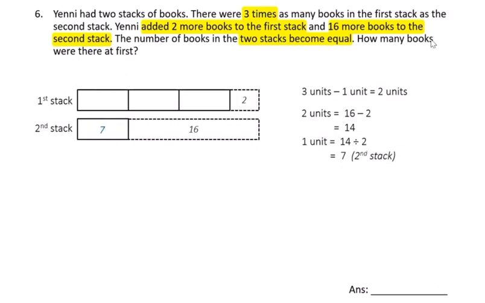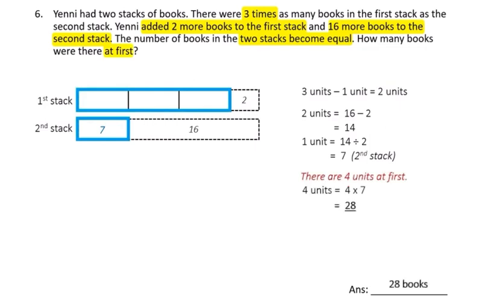Okay, so how many were at first means there were 4 units. 3 units at first for first stack, 1 unit for second stack. So 4 units, 7 times 4, or 4 times 7. Your answer is 28 books. Okay?